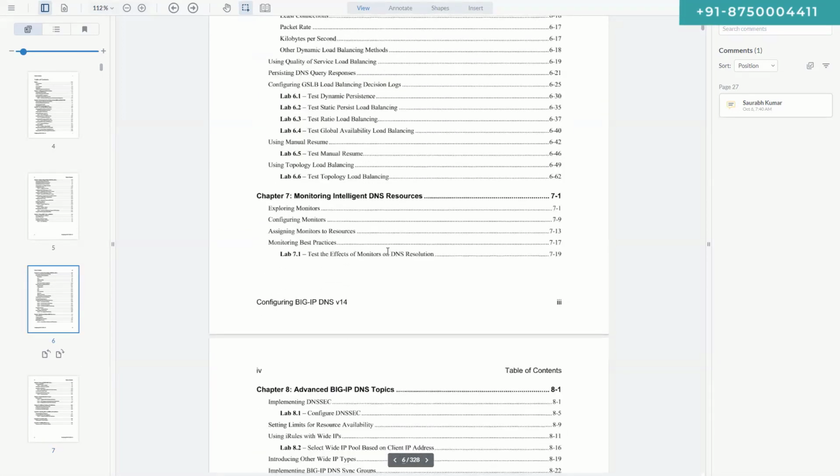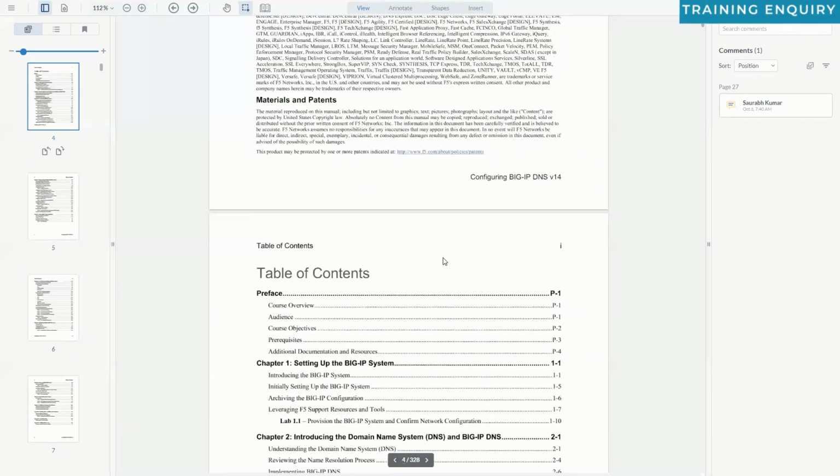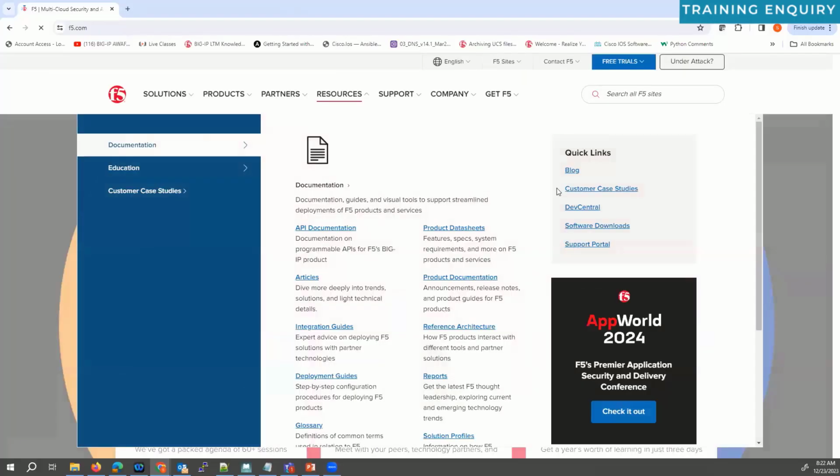So in total, we're going to cover 8 chapters, and we're going to start with chapter 1. But before we get started with chapter 1, I would like to have a quick discussion around the certification of this BIG-IP DNS module. If you want to attempt your exam for BIG-IP DNS certification, you should have an idea of which certification you can call it here.